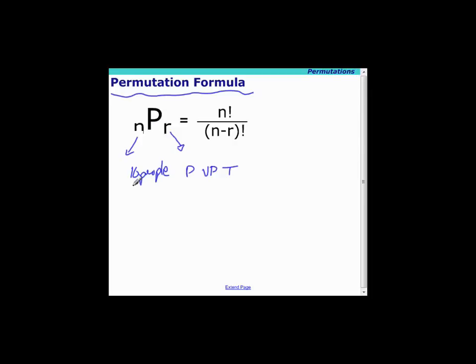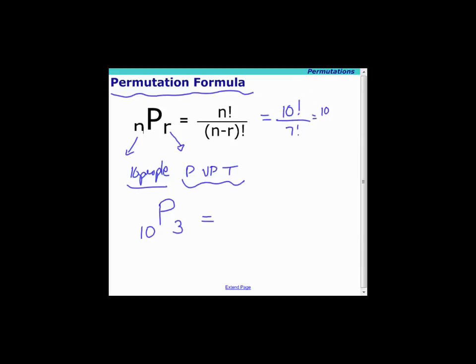So in my example, if I have 10 people and I want to fill 3 slots, I want to find how many permutations I can get when I'm picking 3 people at a time from 10. On my calculator, I can just go 10, pick 3. Or I could use this formula here, which would say 10 factorial over 10 minus 3, or 7 factorial, and I could figure that out.